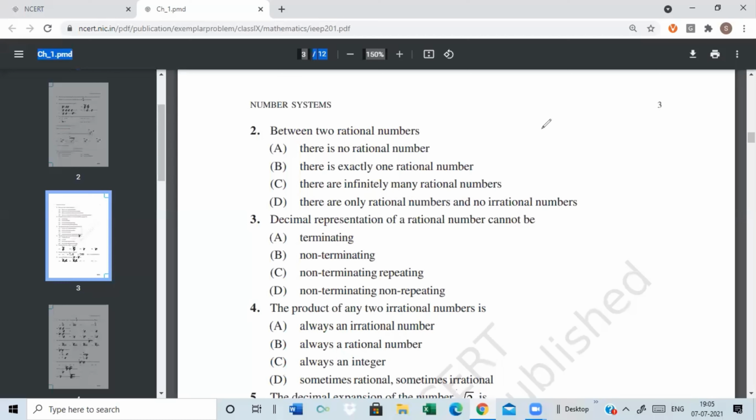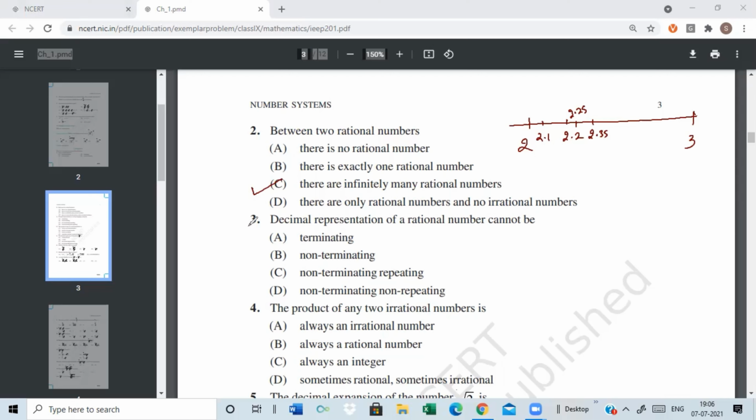There is no rational number, that's not true. For example, say we take 2 and 3. Between 2 and 3 there can be so many rational numbers. It can be 2.1, it can be 2.2, or 2.35, or between 2.2 and 2.35 also there can be so many numbers, like 2.25. So we see that there are infinitely many rational numbers between two rational numbers. So the answer C is true for question number 2, right?